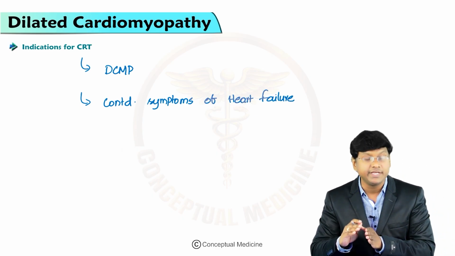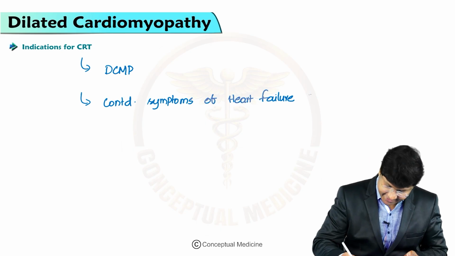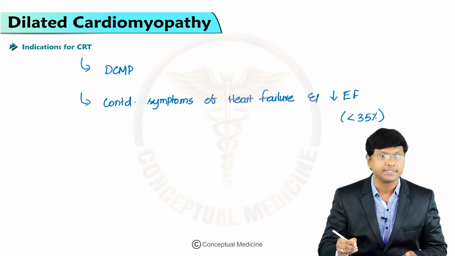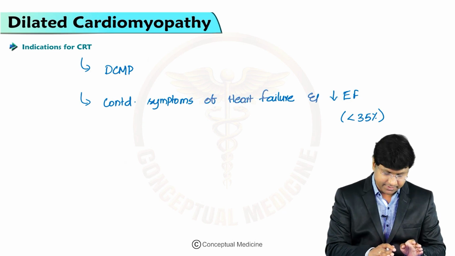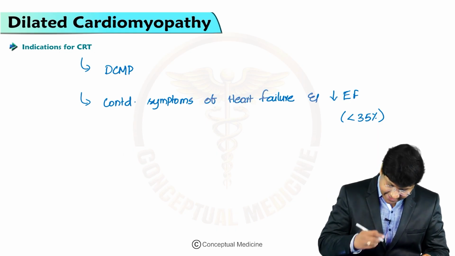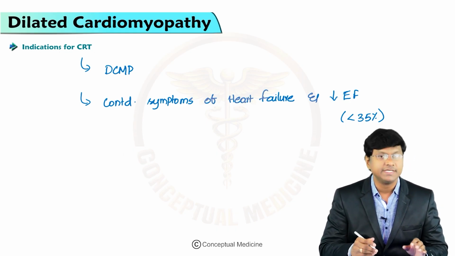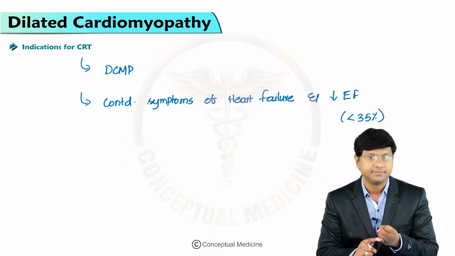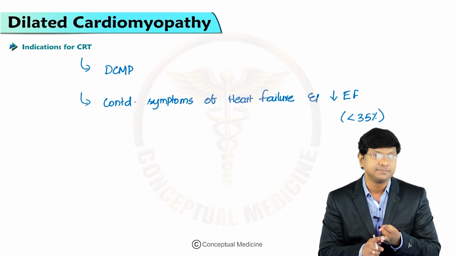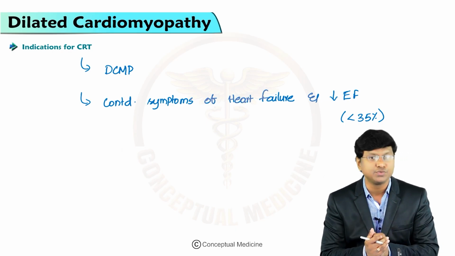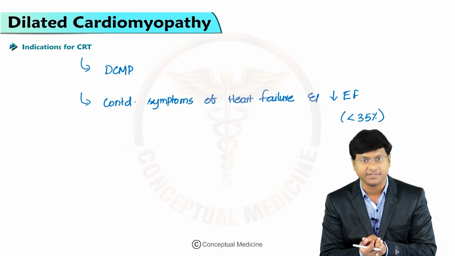Right, patients with continued symptoms of heart failure and reduced ejection fraction of 35% or less, you should use this cardiac resynchronization therapy. Continued symptoms in the sense that, in spite of medical management, the individual is symptomatic and the QRS duration is more than 150 milliseconds. That is the point where you have to use this cardiac resynchronization therapy, right?